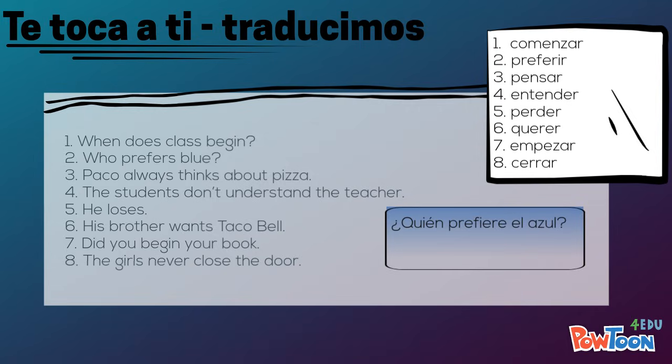Número 2. ¿Quién prefiere el azul? 3. Paco siempre piensa en pizza. Notice that pensar en means to think about something. 4. Los estudiantes no entienden al profesor. 5. Él pierde. 6. Su hermano quiere Taco Bell. 7. ¿Empieza tu libro? And 8. Las muchachas nunca cierran la puerta.